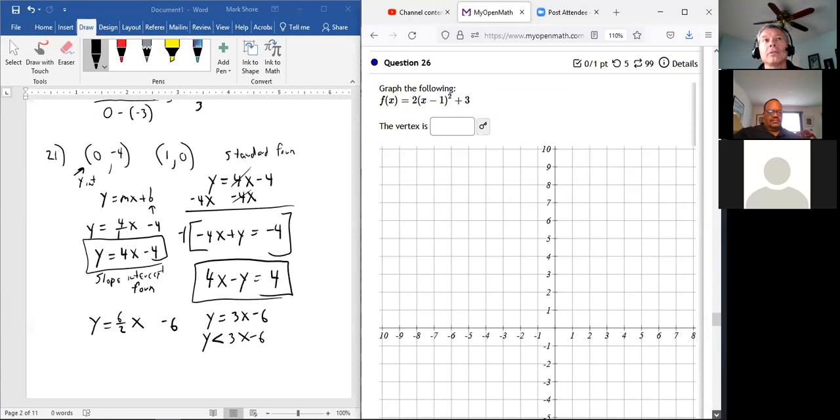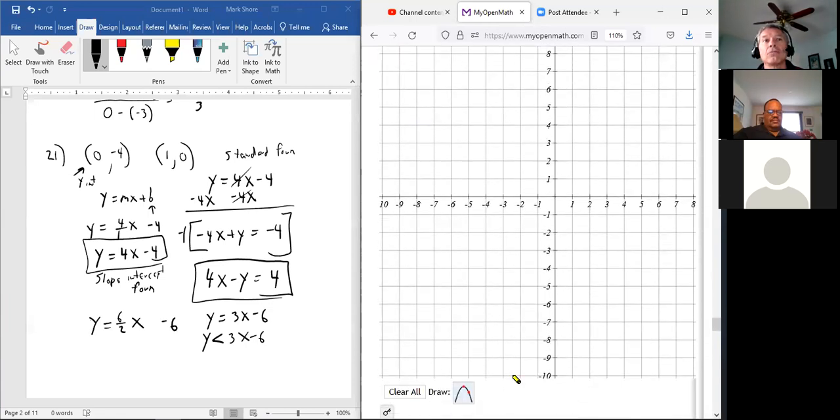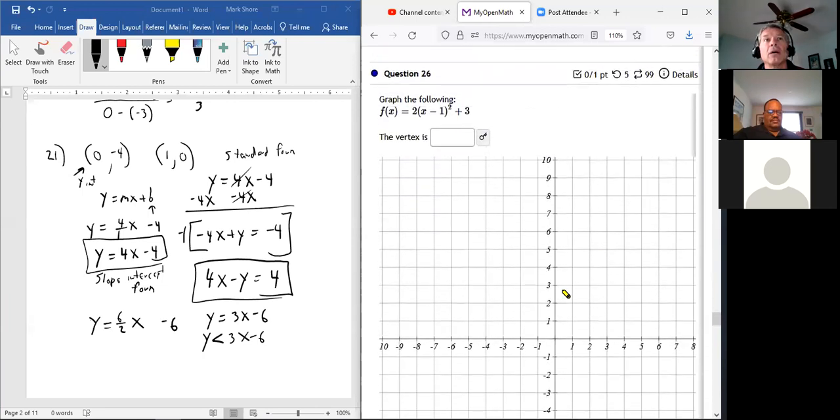So right 1, let me choose this. I think we're ready to go. So right 1, up 3, right 1, up 3 right here. Now it's positive, so it opens upward. But you see, this has a 2 in front of it. So that 2 is going to cause it to go like a slope type of thing. Right 1, up 2, right there. And that should do it.